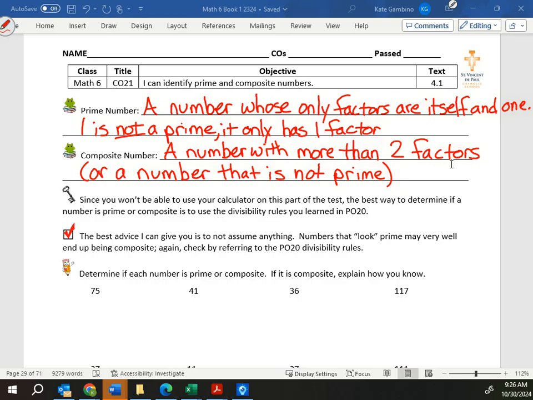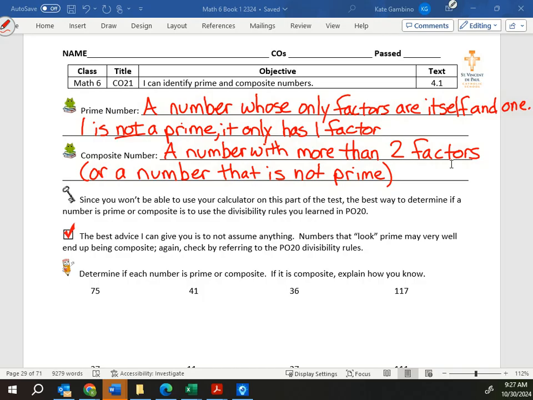So this objective, you will not be able to use your calculator. Just like with our last objective, the divisibility rules, can't use a calculator. Okay, this we cannot use a calculator. You have to know how to figure it out. Adeline? I'll let you use your assignment notebook, yes.